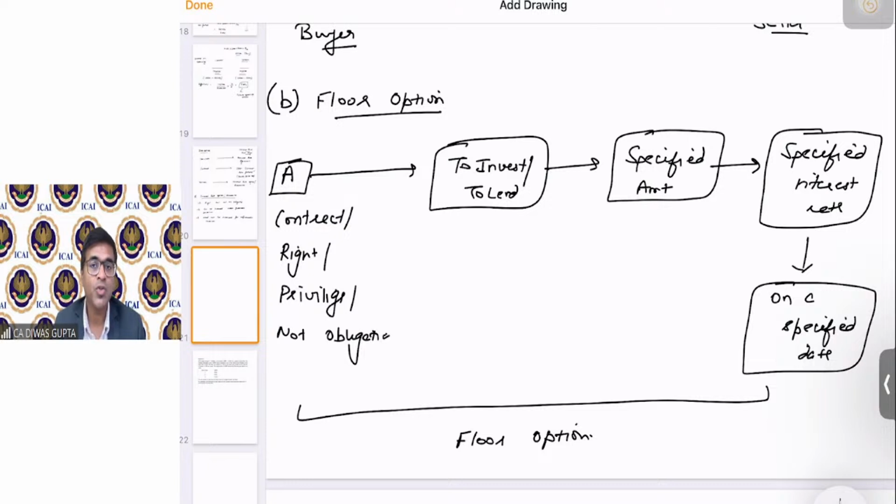So will I exercise this option? No, I will not exercise the option. I will just straight away go to the market, invest it at 20% because I'm getting a higher return. But what happens if the market interest rate goes down below 18% after 1 year? Then I will exercise this option. Correct, students?